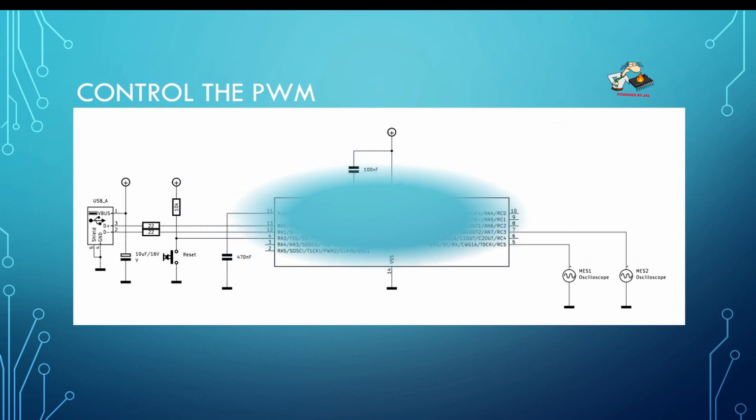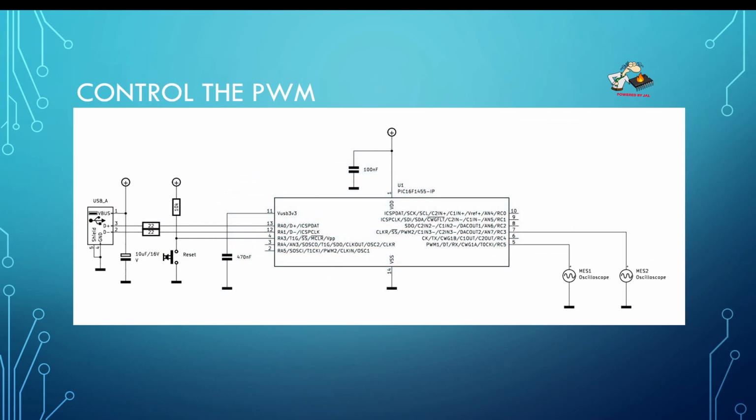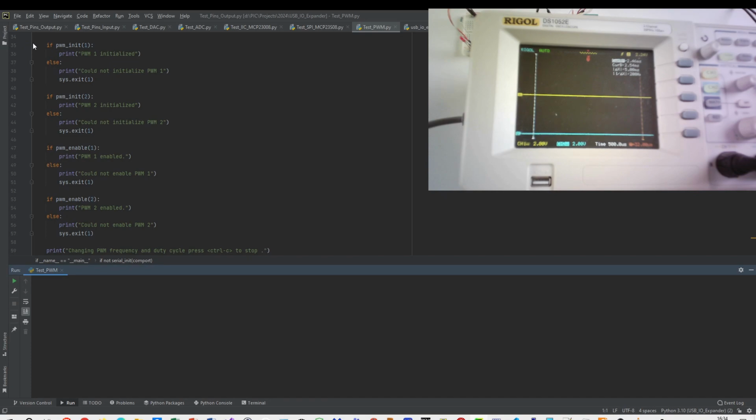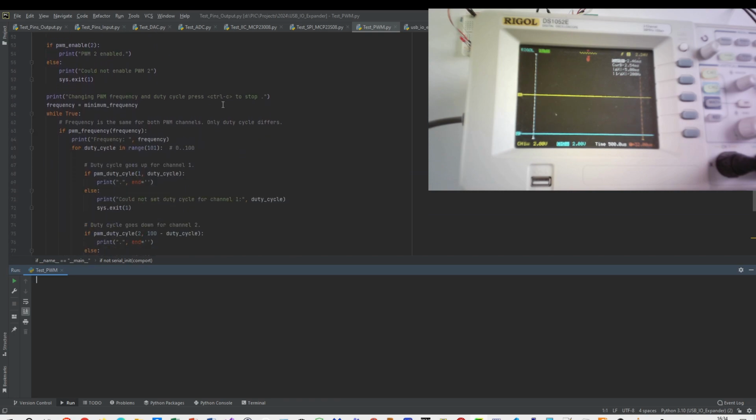Controlling the PWM. In this demo I'm creating two PWM output signals with the same frequency but with different duty cycles, and the signal is shown on an oscilloscope. So this video shows the PWM functionality. I will initialize the two PWM outputs, so start with PWM1, PWM2, then I will enable both outputs, and then I will change the frequency on both outputs. The frequency on both channels is the same, but what you can change is the duty cycle.